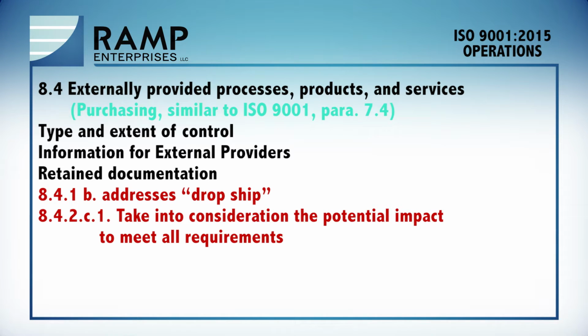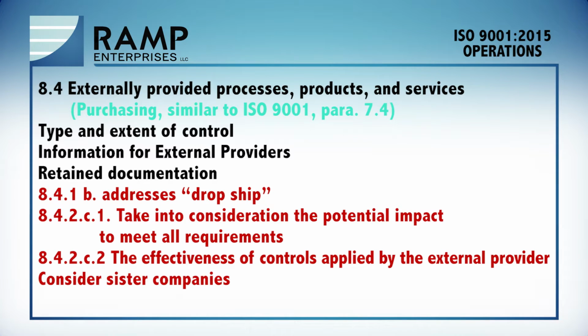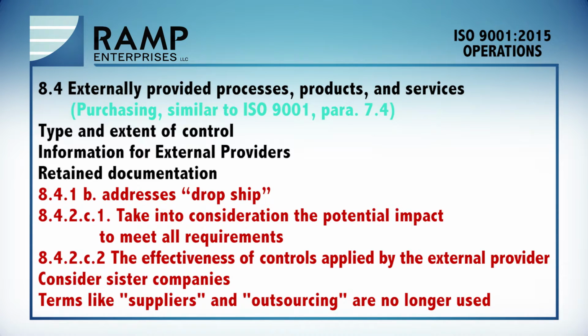8.4.2 includes consideration for the potential impact to meet all requirements, and also the effectiveness of the controls applied by the external provider. Remember, terms like suppliers and outsourcing are no longer used, so you won't see them referenced in the standard. They're using the term externally provided processes, products, and services.